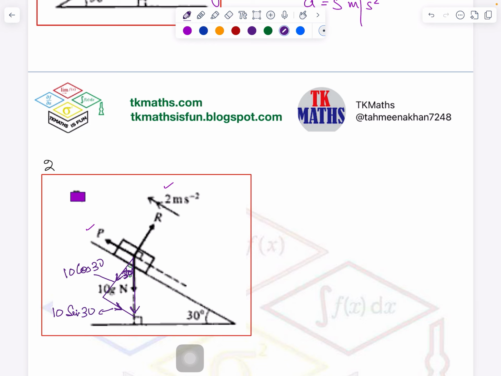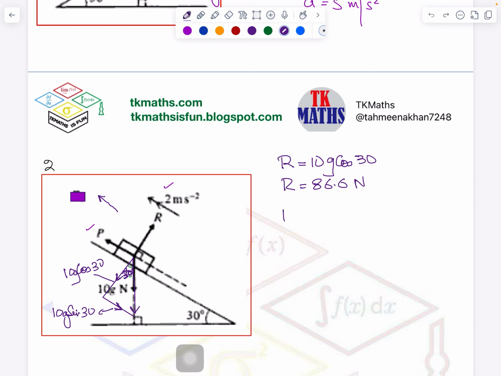So again, as no motion is happening perpendicular to the plane, I can say R is equal to 10g, sorry, I have written 10, it should be 10g because 10 kg, so 10g is in Newton, 10g cos 30, right? So R is equal to 86.6 Newton. Now parallel to the plane, the acceleration is happening. So the force acting upward is more than the force acting downward. So upward force is P.